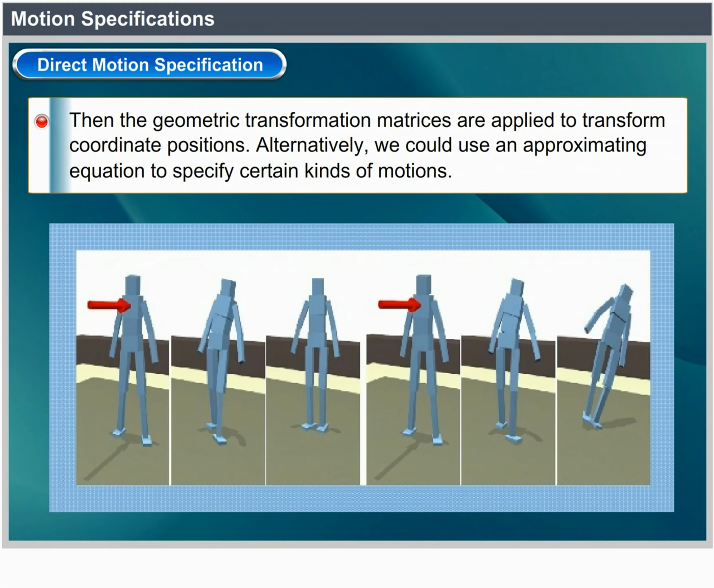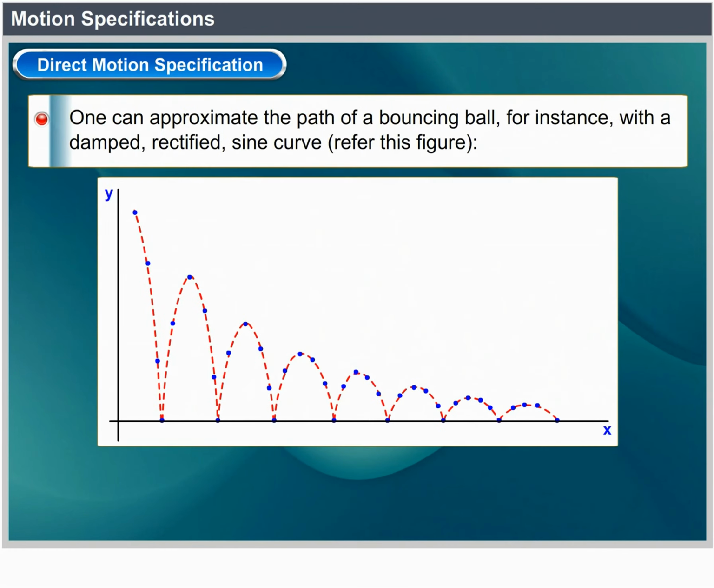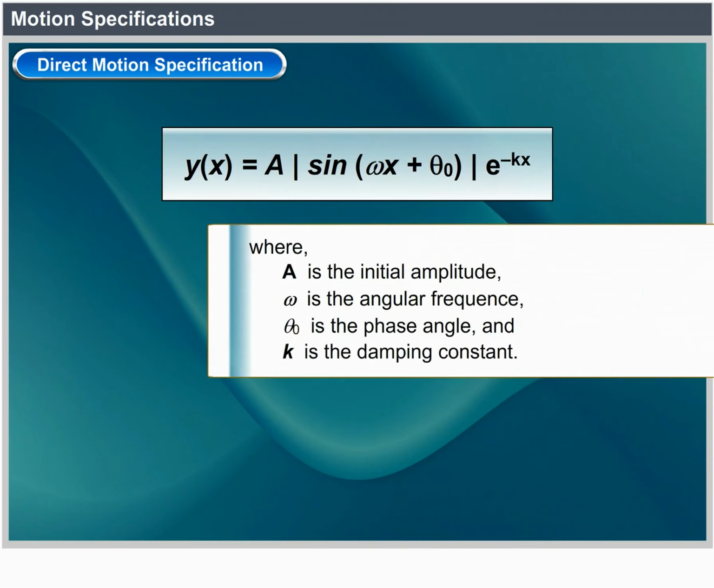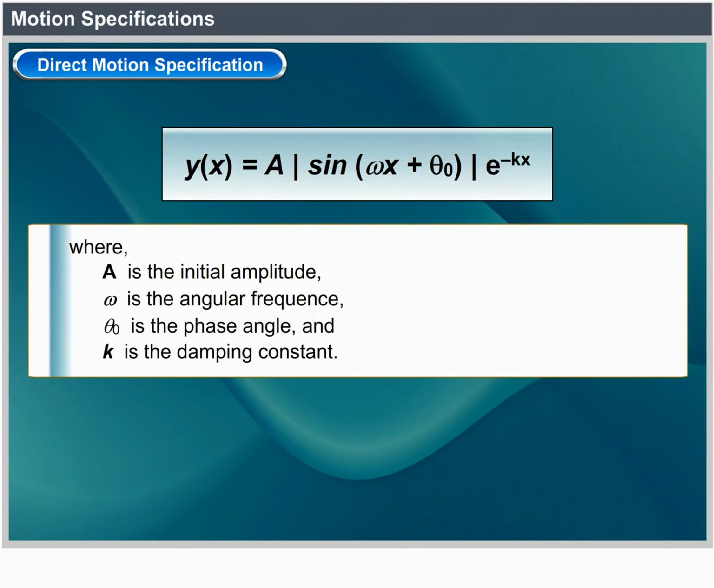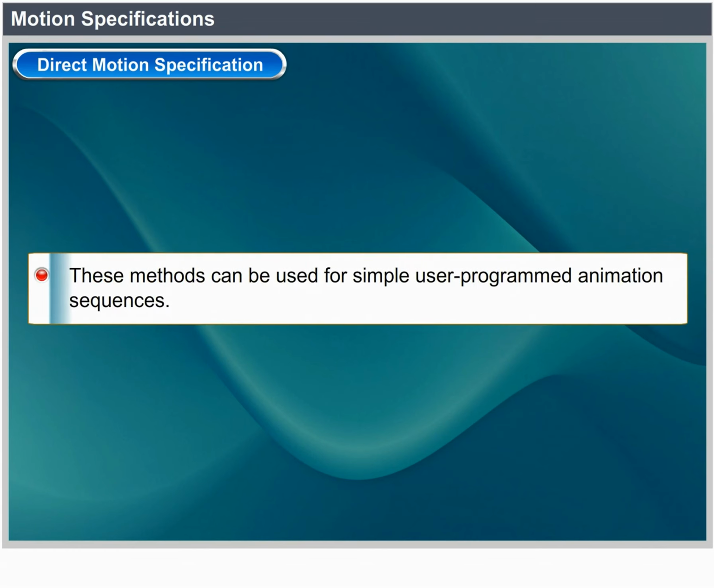Alternatively, we could use an approximating equation to specify certain kinds of motions. We can approximate the path of a bouncing ball, for instance, with a damped, rectified sine curve, refer figure, where A is the initial amplitude, omega is the angular frequency, theta 0 is the phase angle, and k is the damping constant. These methods can be used for simple user-programmed animation sequences.